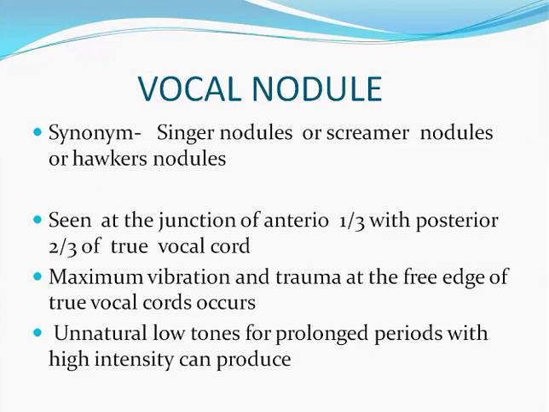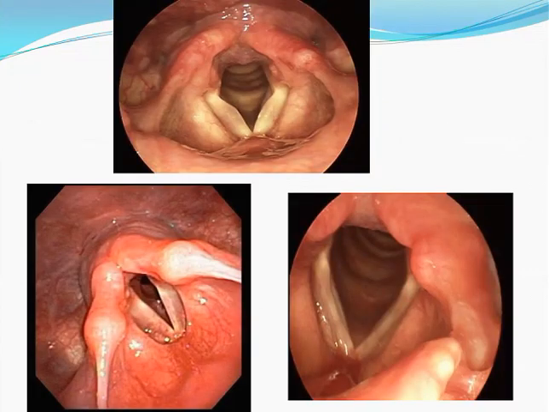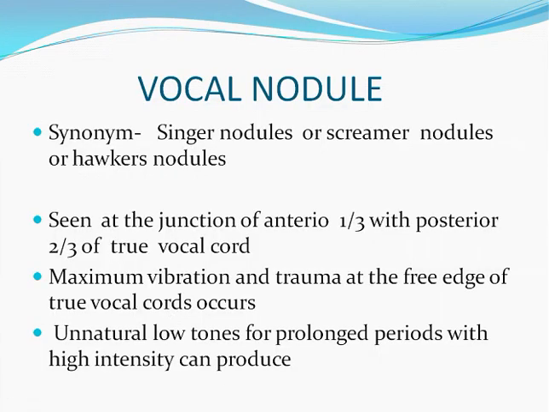They are seen at the junction of the anterior one-third with the posterior two-thirds of the two vocal cords. Here you should keep in mind, vocal nodules occur only on the true vocal cords, at the junction of the anterior one-third with the posterior two-thirds. See, this is the junction here, where these vocal nodules will arise.